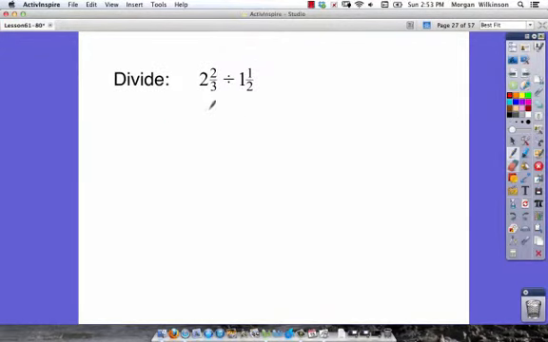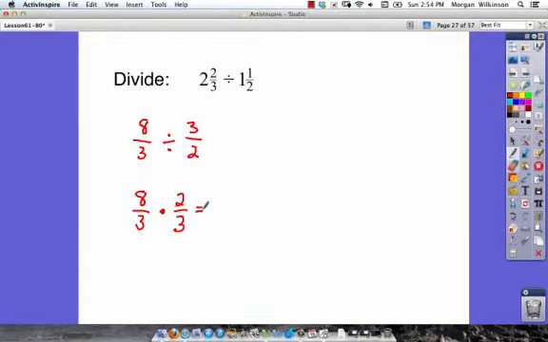Here we have 2 2/3 divided by 1 1/2. So 2 2/3. 3 times 2 is 6, plus 2 more is 8. So 2 2/3 is the same thing as 8/3. And we're going to divide that by 1 1/2. Well, 2 times 1 is 2, plus 1 more is 3. So 1 1/2 is the same thing as 3/2. Now we're going to go ahead and copy dot flip, because division is the inverse of multiplication, so we want to do the opposite. So we're going to get 8/3 times 2/3.